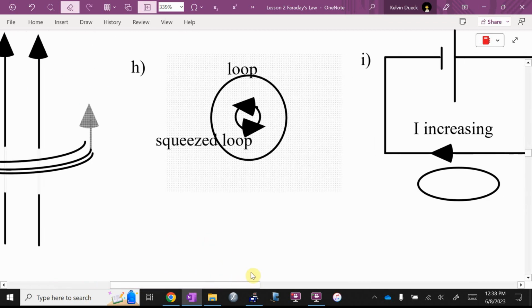What about H? If we're making the loop smaller, what's that going to do to the flux? Decrease, because flux is magnetic field times area. If area is getting smaller, this is going to decrease the flux.